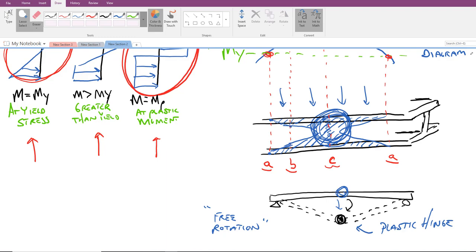It's a little bit tricky to draw freehand, so I'm going to reference you back to the textbook. If you see figure 8.43 in the textbook and reread the description there, I think that'll help clarify and tie together this idea of the plastic hinge.